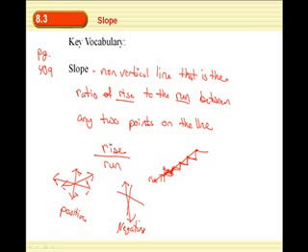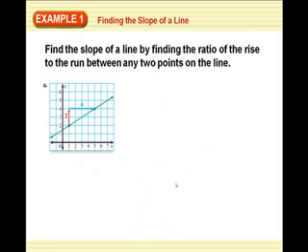And you can think of it this way. Think of making money. If your profits are going this way, that's positive. If they're falling, that's negative. And then horizontal lines in a grid, like this is a horizontal line, we would say it has a slope of 0. And vertical lines do not count. It can't be vertical for slope. Okay, so let's find slope.